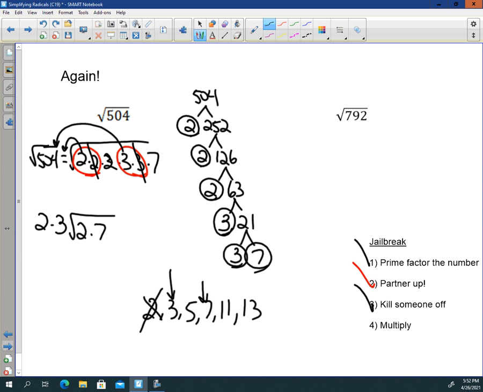And now we're going to multiply to simplify. 2 times 3 is 6. And 2 times 7 is 14. And that is done.